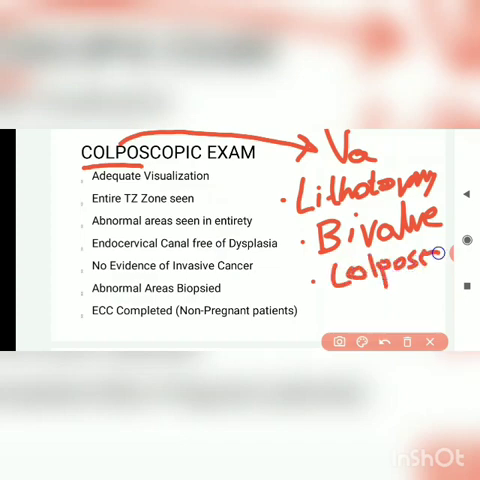So what are the principles? First we should use the low power and then we should switch over to the high power. In low power we should see first the cervix, the vulva and the vagina, and similarly with high power we can focus.